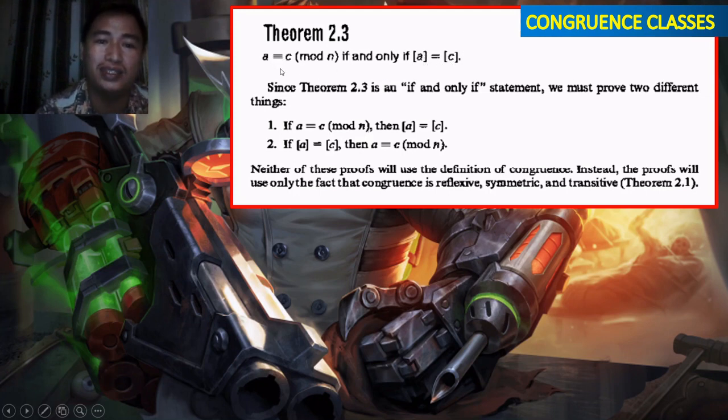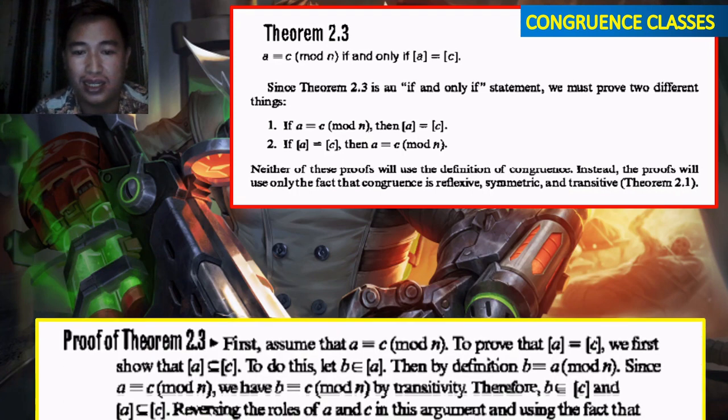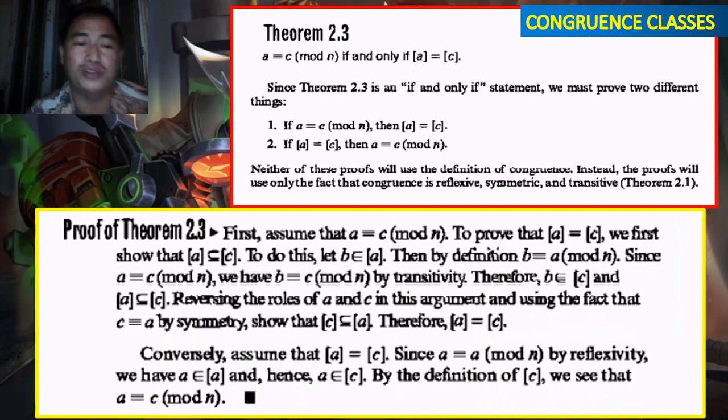Prove that A is congruent to C mod N. Neither of these proofs will use the definition of congruence. Instead, the proofs will use only the fact that congruence is reflexive, symmetric, and transitive, so we will use Theorem 2.1. Now, the proof of Theorem 2.3.